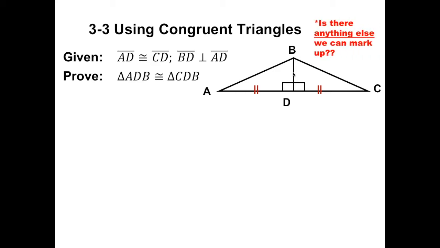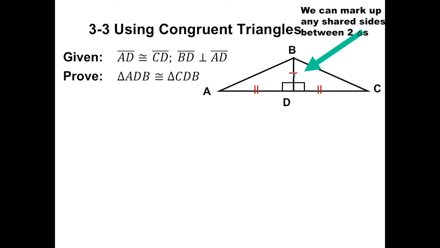Well, is there anything else we can mark up? Yes, you bet there is. We can mark up BD congruent to itself, right? Why can we mark it up that's congruent to itself? We can mark up any shared sides between two triangles. BD is a side. Look at this here. We see BD right here, DB, and DB right here. So we can very easily say DB is congruent to DB by the reflexive property.